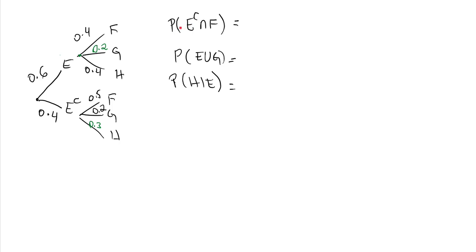So let's see. I'm asking the probability of event E not happening, or E complement intersection F. Remember, E complement intersection F is this path here that I'm talking about. So E complement and then F. Would this answer be 0.5? What do you think?